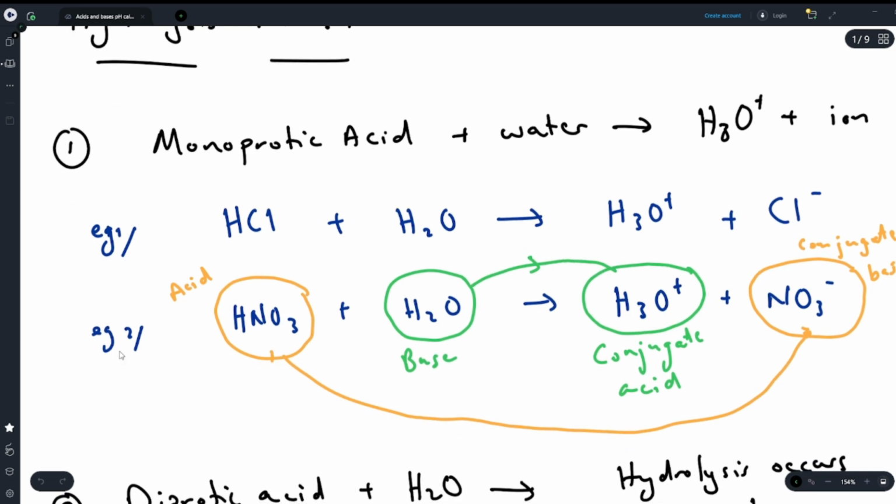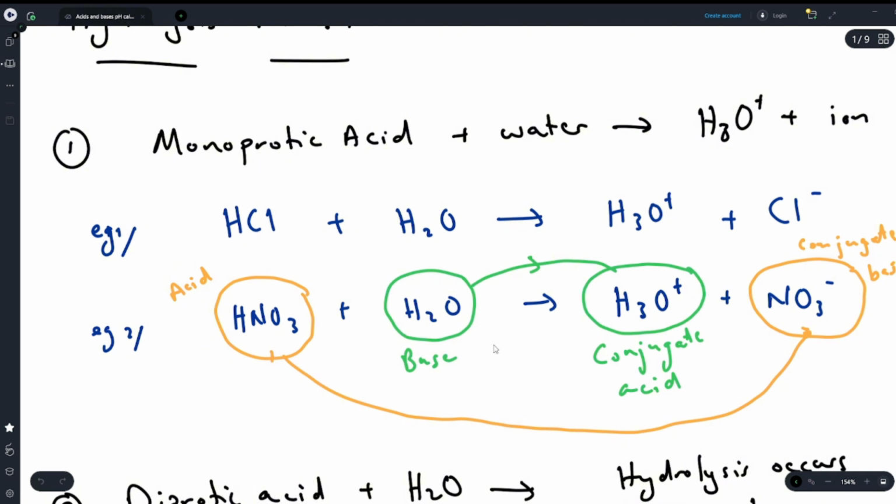You can see it in another example as well. We have HNO3 plus H2O. HNO3, as we can see, is our acid. H2O, an ampholyte, will behave as a base. And what happens here? H from the HNO3 is donated to the H2O to form H3O+, and the HNO3, having lost its hydrogen, will become NO3-.